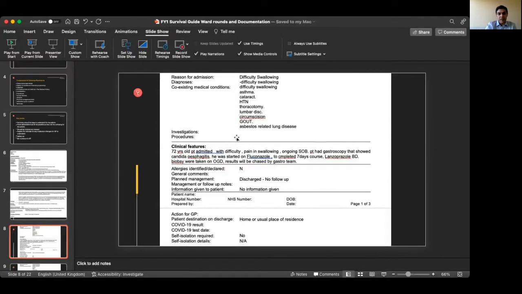So here we have a patient, a 72-year-old lady. For the reason for admission, the author of this discharge summary has written difficulty swallowing, so fair enough. Then the symptoms this patient came up with.